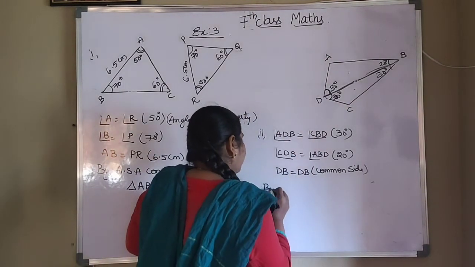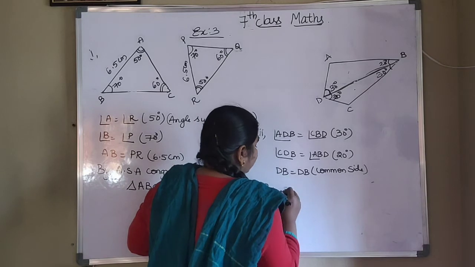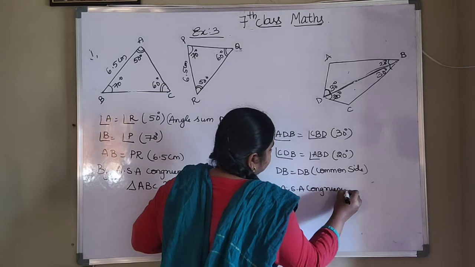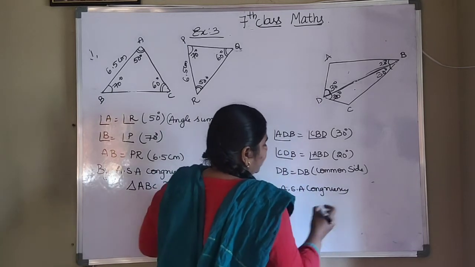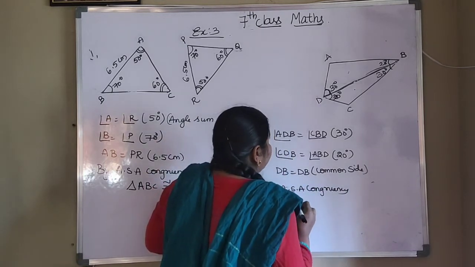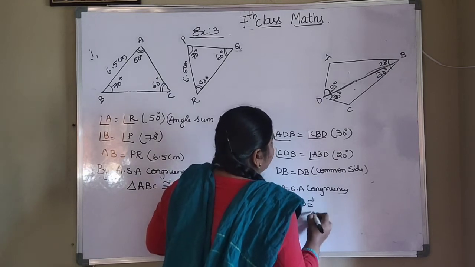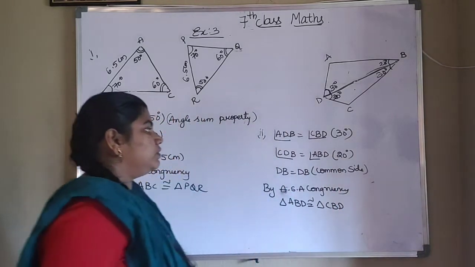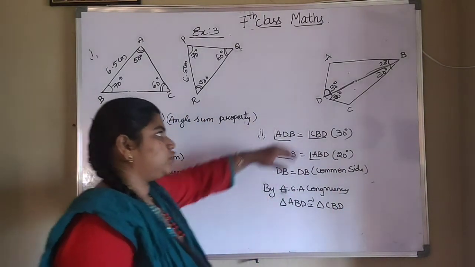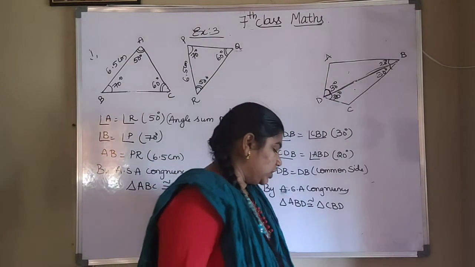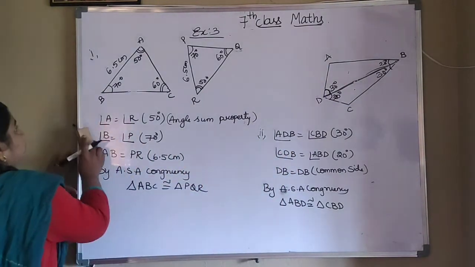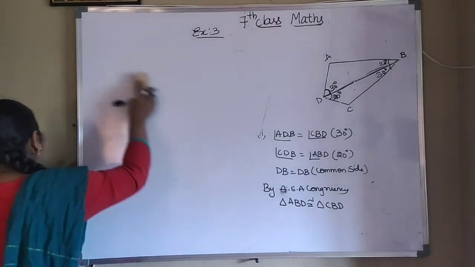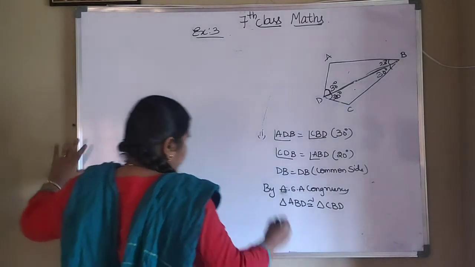So by ASA congruency, triangle ABD is congruent to triangle CBD. So by using ASA congruency, you can tell these two triangles are congruent to each other. Next one. So what is the next question?